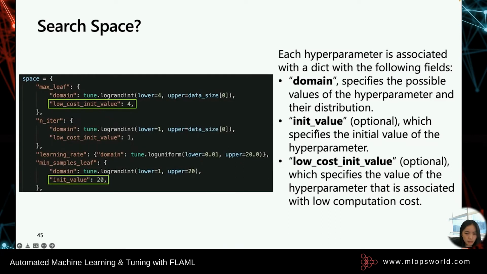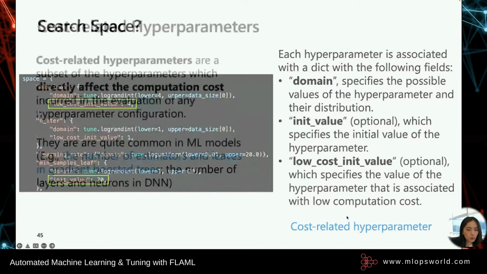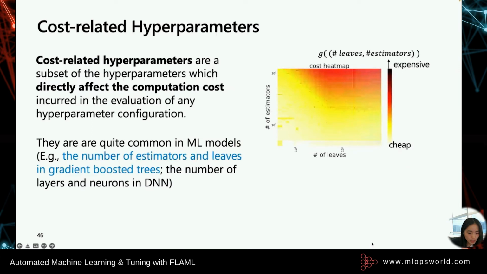The first one is init value. It specifies the initial value of the hyperparameter. The second one is low-cost init value. It specifies the value of the hyperparameter that is associated with a low computation cost. This concept is meaningful when the hyperparameter is cost-related, which is a key concept in our hyperparameter optimization algorithm. So here I would like to take a detour to talk a little bit about our cost-related hyperparameters and our cost-effective hyperparameter optimization algorithm.